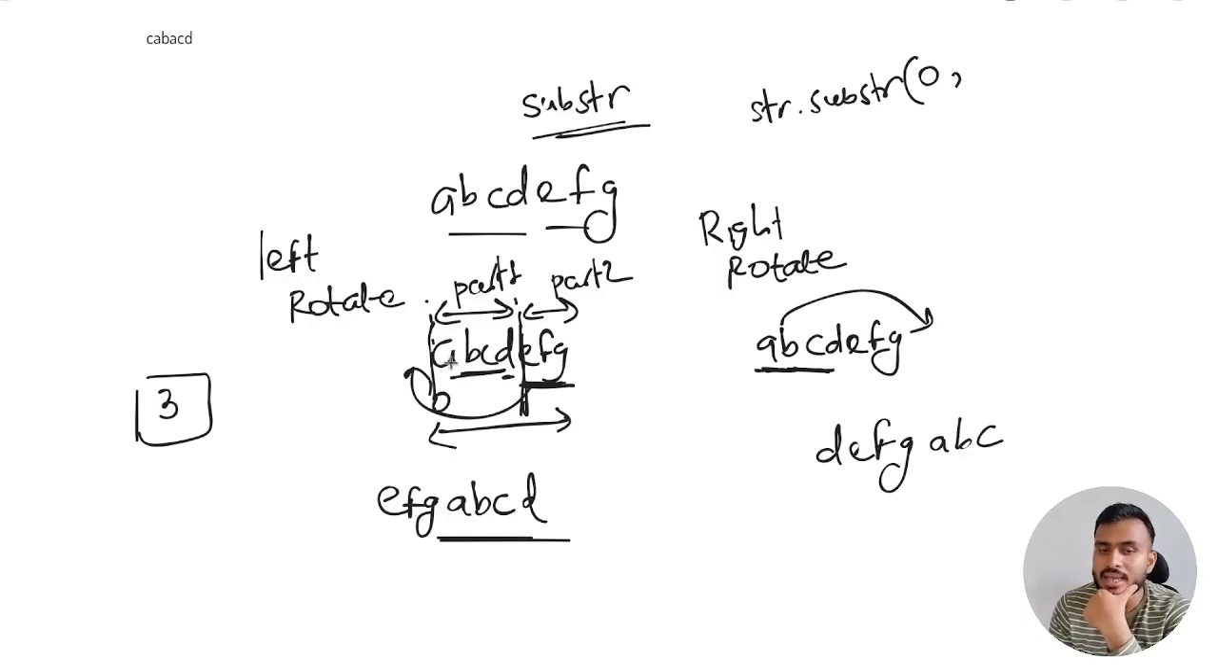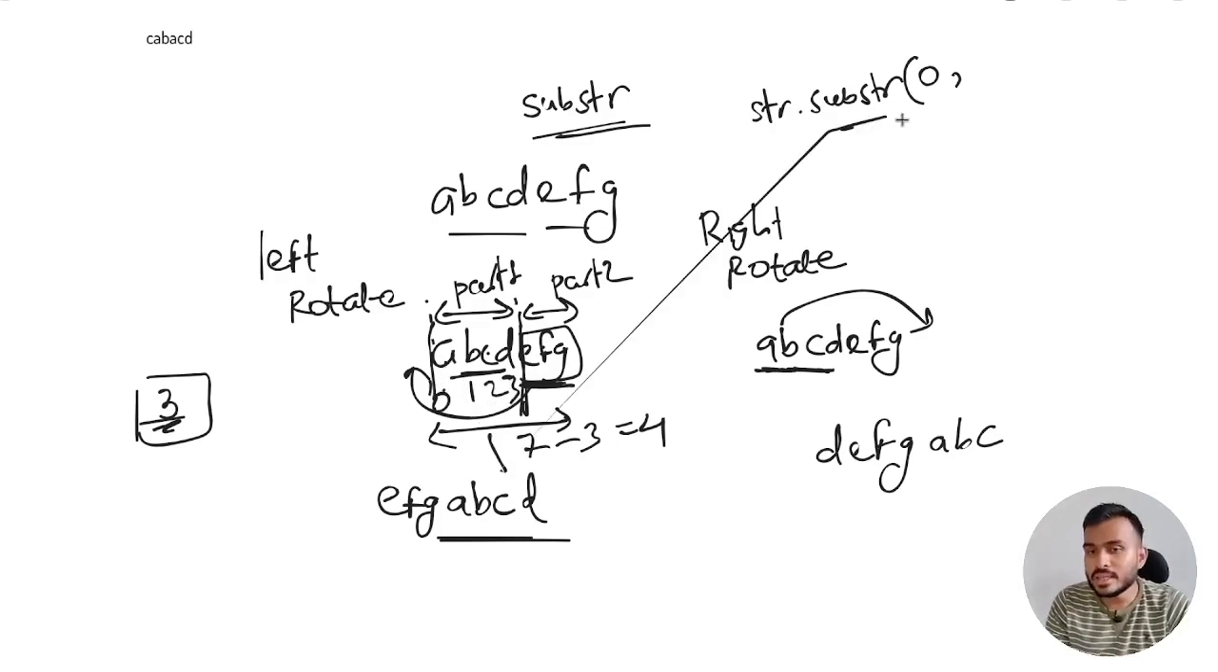In this case, the total length of the string is 1, 2, 3, 4, 5, 6, 7. So 7 minus the number, the rotation count. In this case, the rotation count is 3. If you subtract 3 from 7, it becomes 4. So if you calculate the index, this is index 0, this is 1, this is 2, and this is 3.